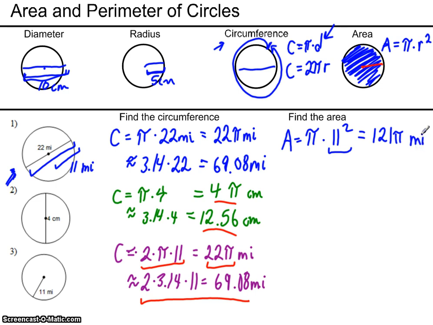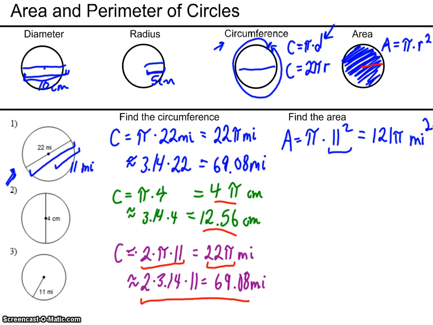But wait a second. Before, we were dealing with the length of something: the diameter, how long it was, the radius, how long it was, the circumference, how long it was. And miles made sense for that, or centimeters, or yards, whatever. But now we're dealing with the inside of something. So we're not going to deal with miles anymore, or inches or centimeters. Instead, area is going to be a square unit. So we're going to call this square miles, or miles squared, by putting a little 2 up top there.